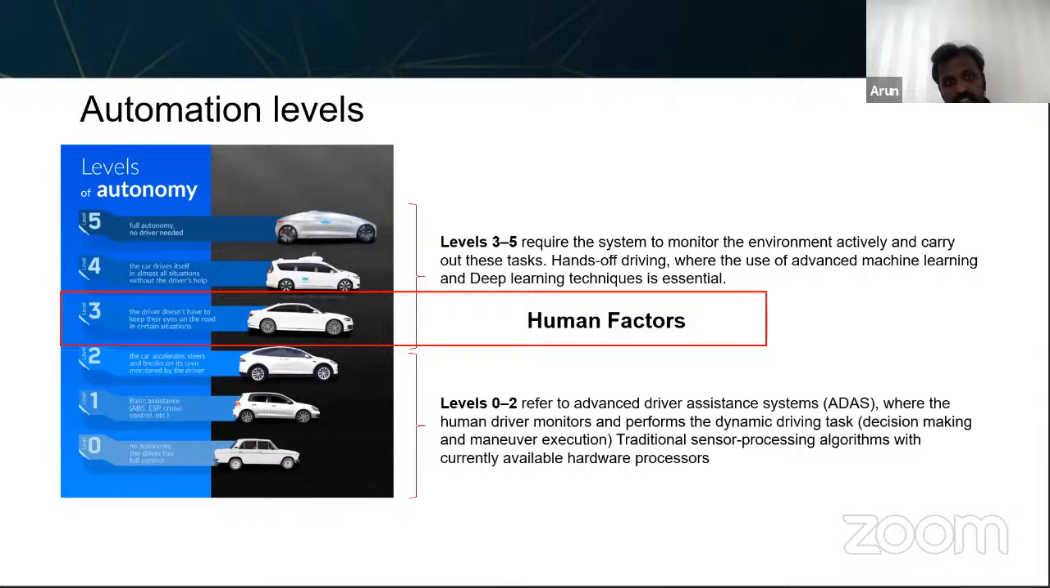The interesting part here is level 3. That's where the human and the vehicle have to work hand in hand. That's where the complexity comes into the picture, because there are certain occasions where the human is responsible, and certain occasions where the vehicle is responsible.